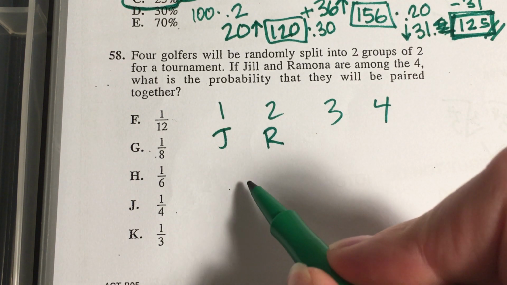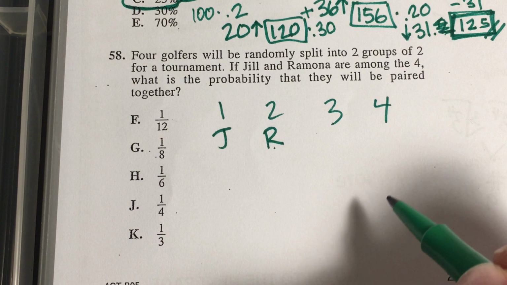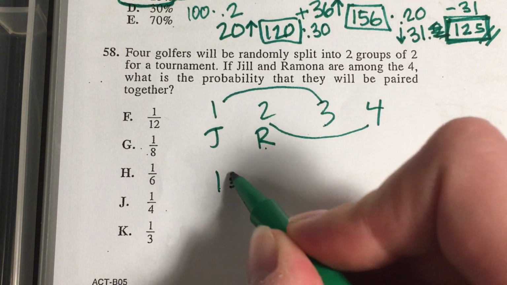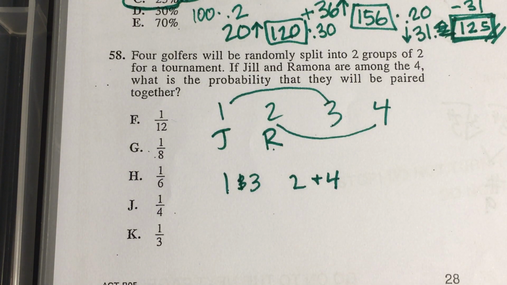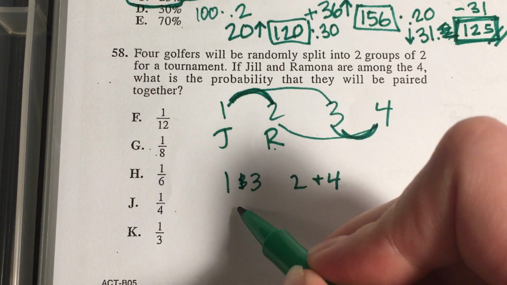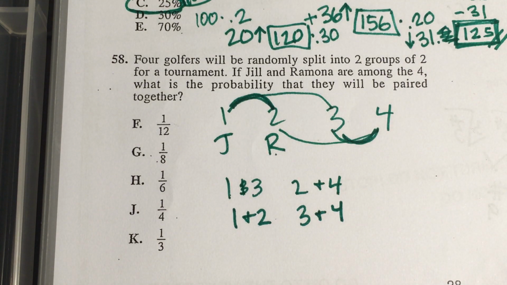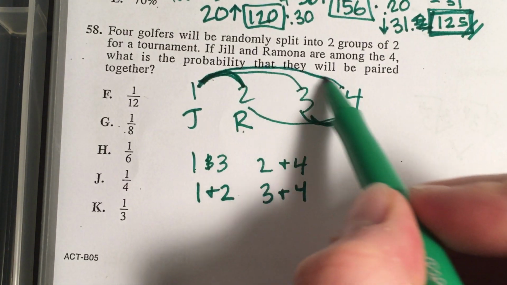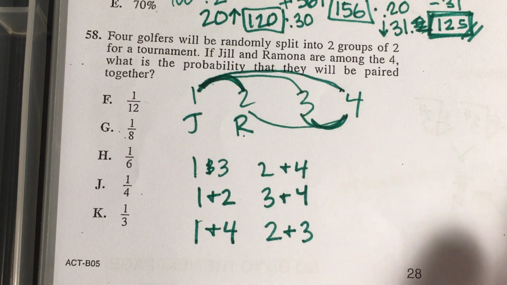So if I have the 4 people, J, R, and we'll call them 3 and 4 just for fun. I know that it could be 1 and 3, and 2 and 4. Or it could be 1 and 2, and 3 and 4. Or the last pair that I could do is 1 and 4, and 2 and 3.